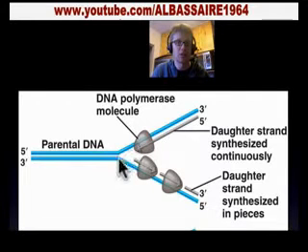We sometimes refer to this as the leading strand. DNA polymerase goes in this direction as the fork starts to open up. On the other side though, you can see that it's going in the opposite direction. As the fork opens up, the DNA polymerase will actually go backwards to the direction of the fork.